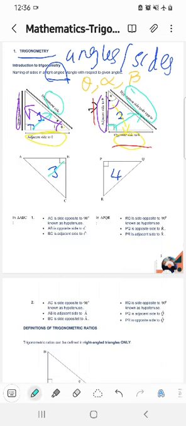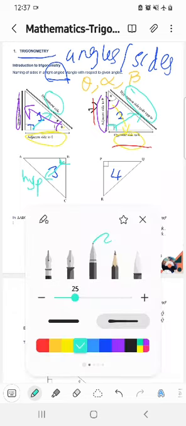This is our 90, opposite. This is 90, and this 90 is opposite to AC. Now in this case, AC will be our hypotenuse. And then now we label our other angles, the angles at the other corners.